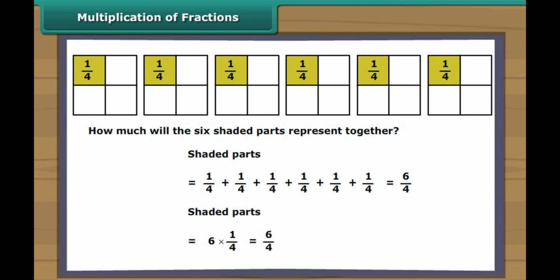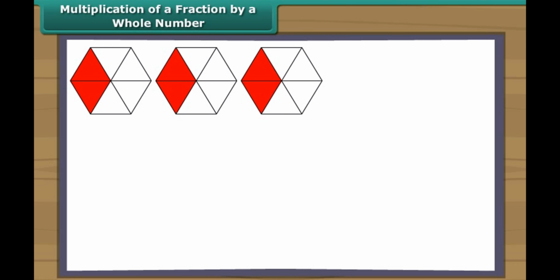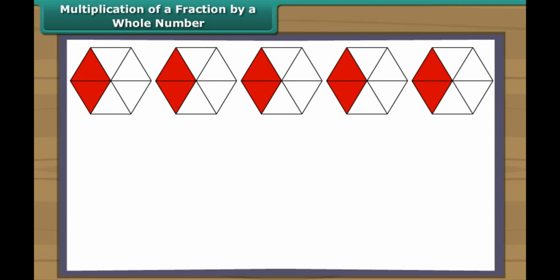Let us discuss the multiplication of fractions with the help of few examples. Multiplication of a fraction by a whole number. Look at these hexagons and find out the total red-colored part. 2/6 of each hexagon is red-colored. Thus, in total, we have 10/6 part red-colored. We can also find this by multiplying 5 with 2/6.